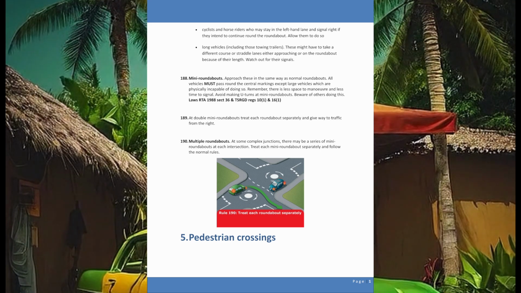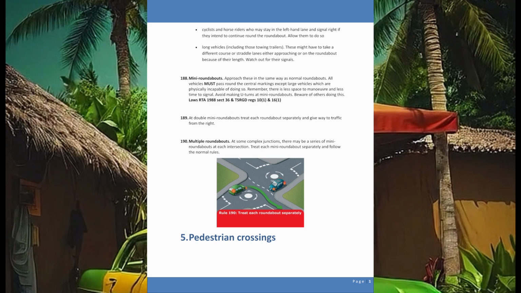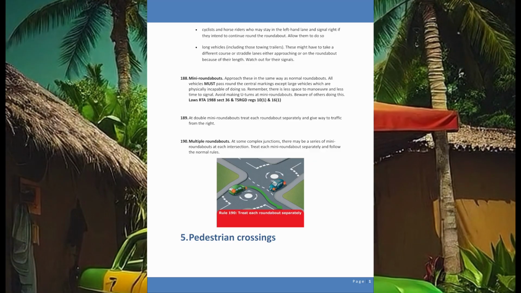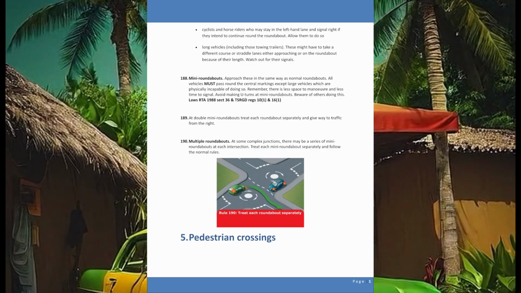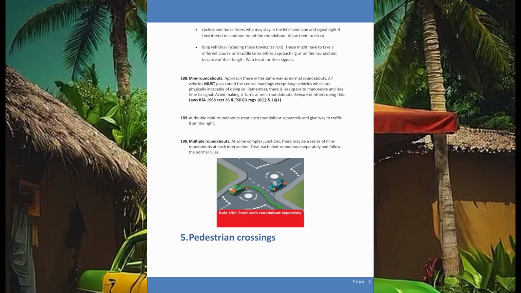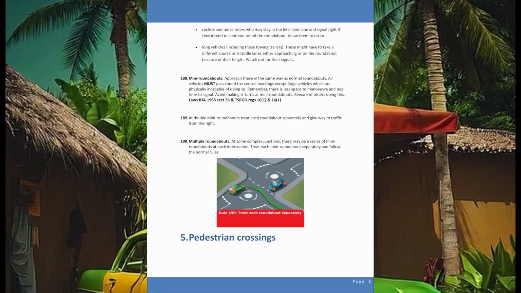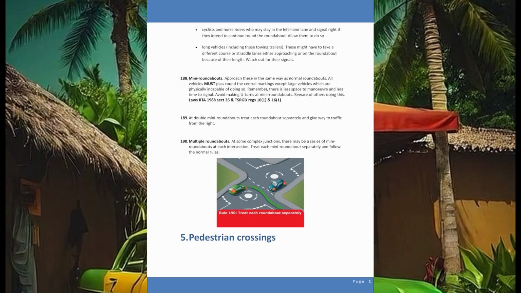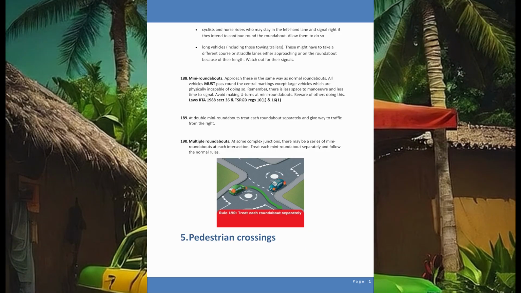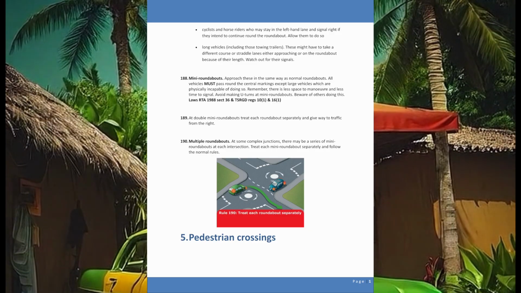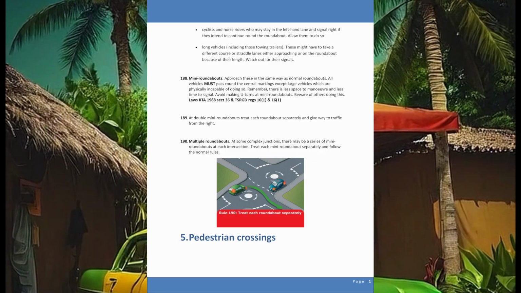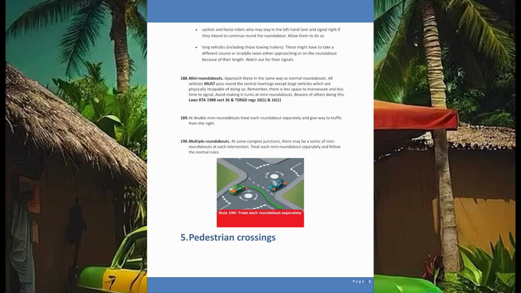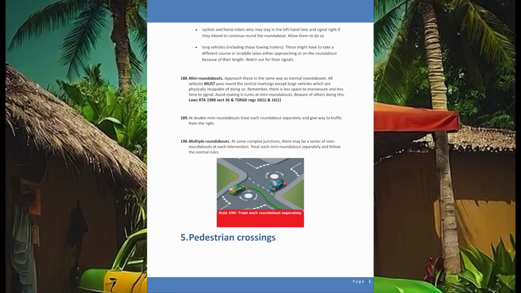At double mini roundabouts, treat each roundabout separately and give way to traffic from the right. The same applies to roundabouts at some complex junctions. There may be a series of mini roundabouts at each intersection. Treat each mini roundabout separately and follow the normal rules of the Highway Code.